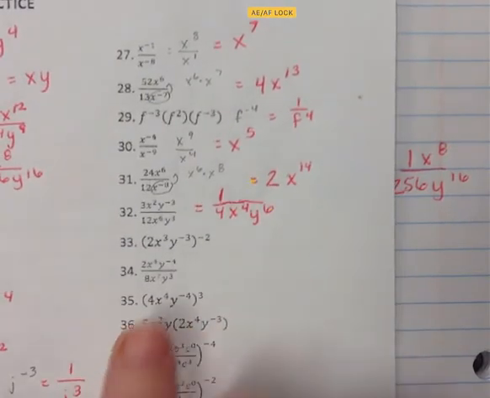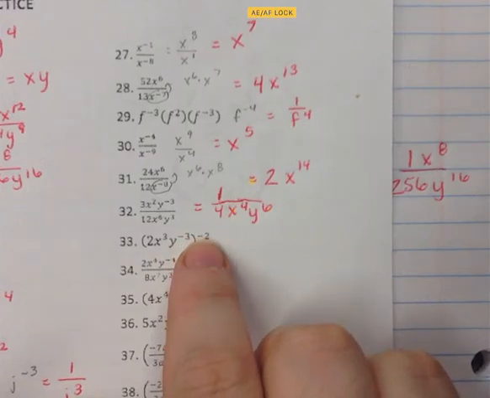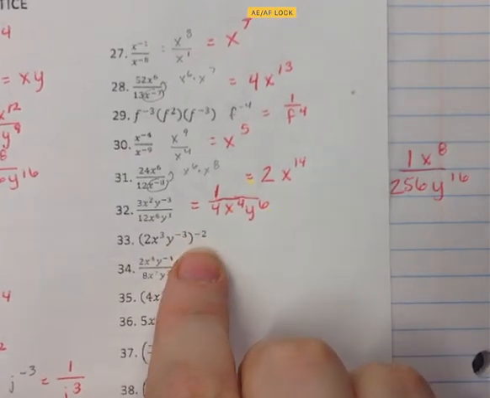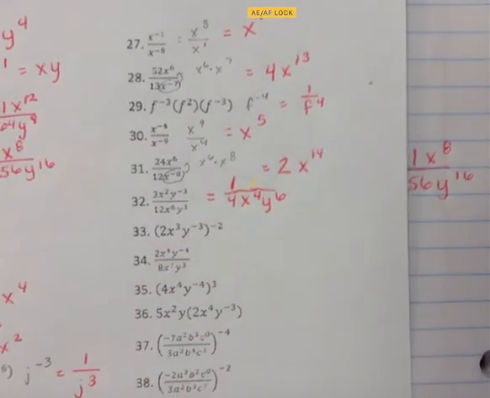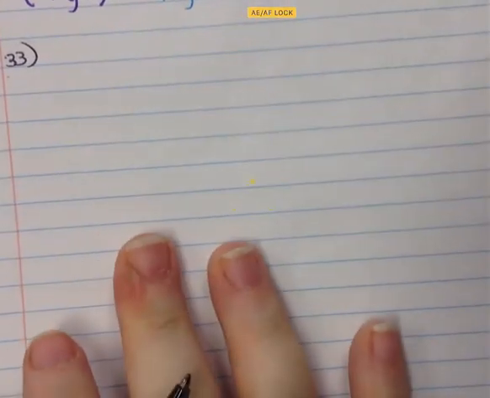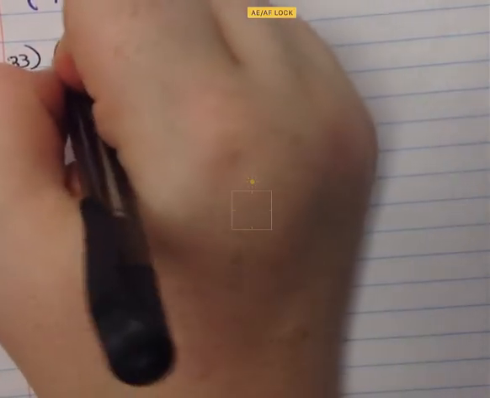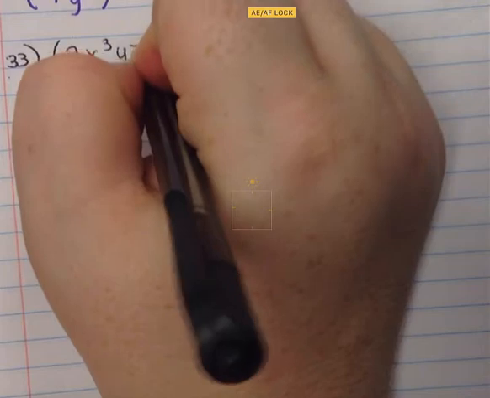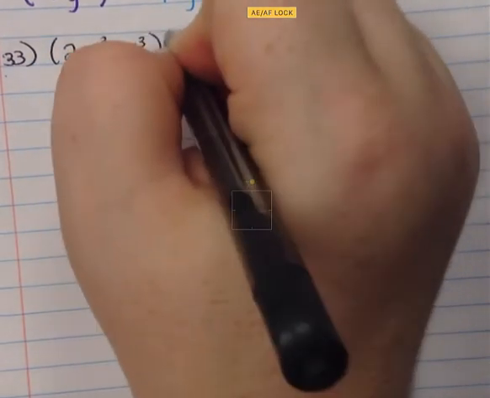Number 33, we have a negative exponent on the outside. So what I'm going to do is I'm going to do 33 on the other page. So number 33 states parentheses 2x cubed y to the negative third parentheses raised to the negative second.